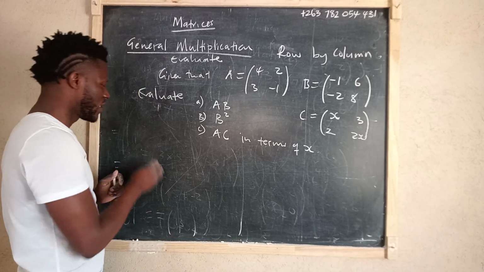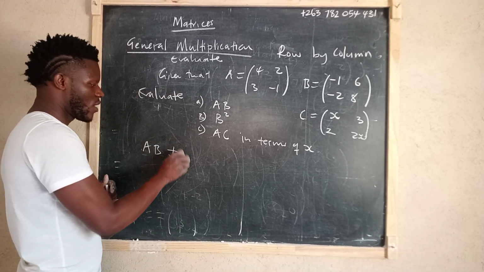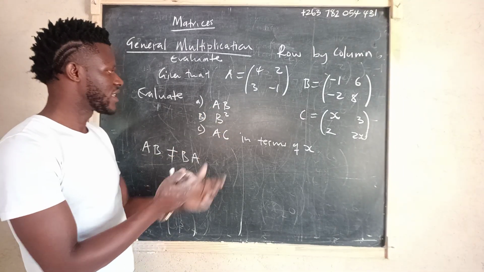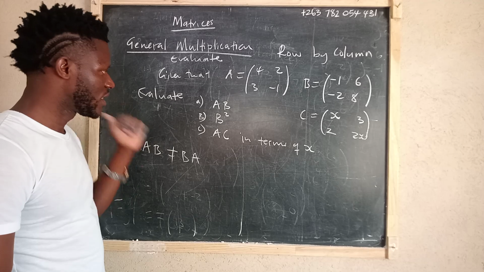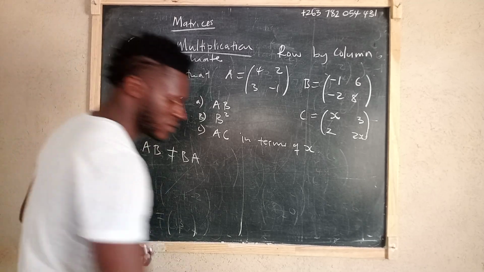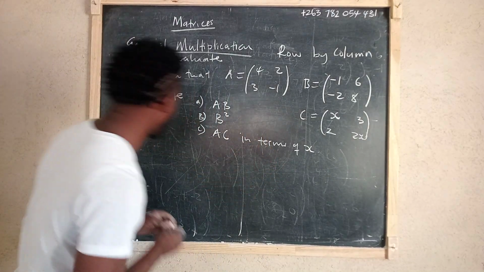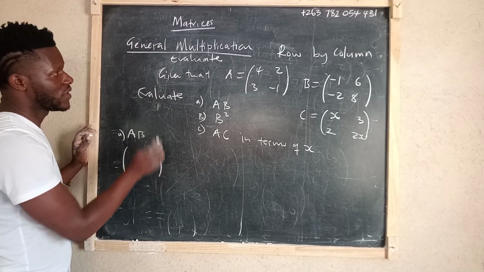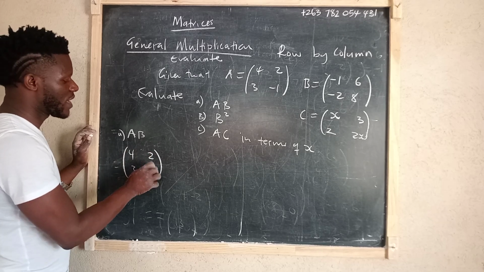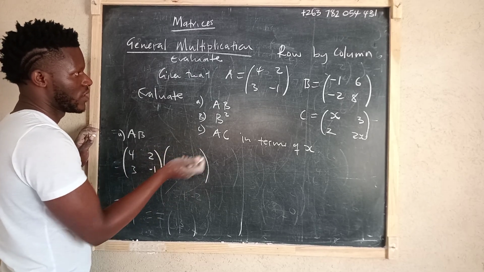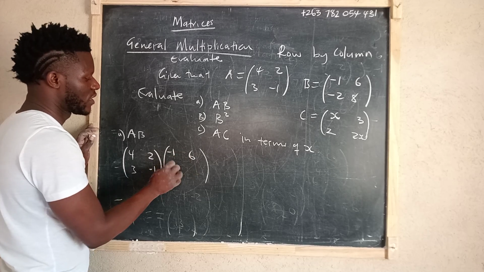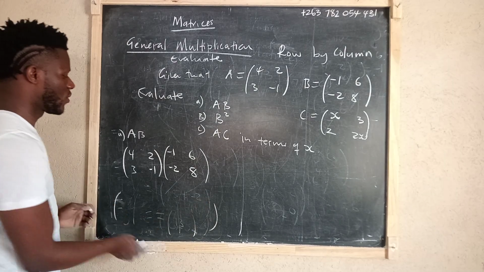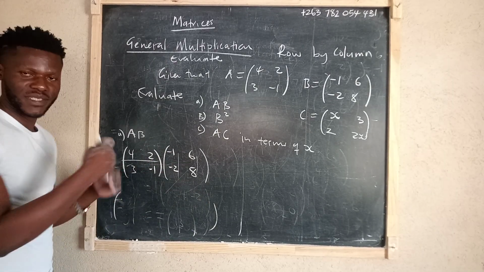And it's very important. AB is not equal to BA. If you say A, B, make sure you start with matrix A followed by matrix B. If you do the other way, you will not get a correct answer. AB means you start with the matrix A, 4, 2, 3, minus 1, multiplying it by B, which is minus 1, 6, minus 2, 8. Then you do the row by column, rows and columns, then you multiply.